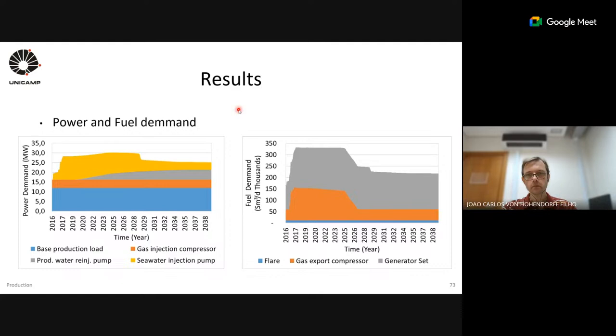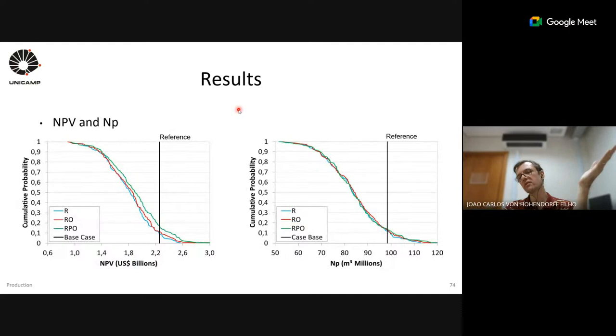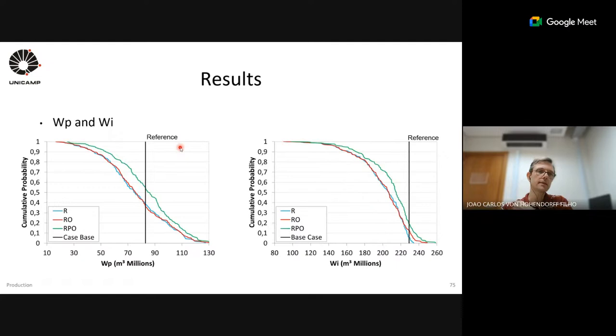But what is interesting here? When I try to evaluate the risk curves, when I combine the different uncertainties, considering the different sets of uncertainties, reservoir, production system, and operation, for net present value and cumulative oil production, we have basically the same curves. But here, the history starts to be different because I verify the impact of the production system uncertainties for my model. Okay?